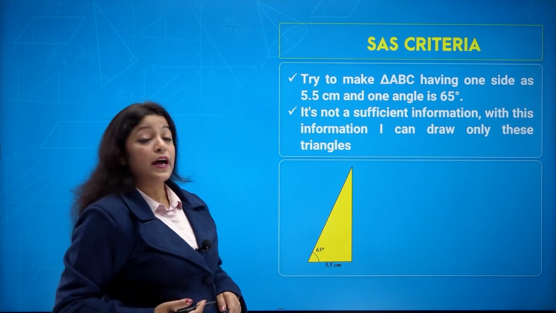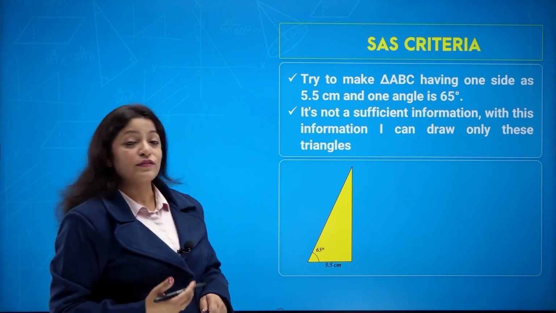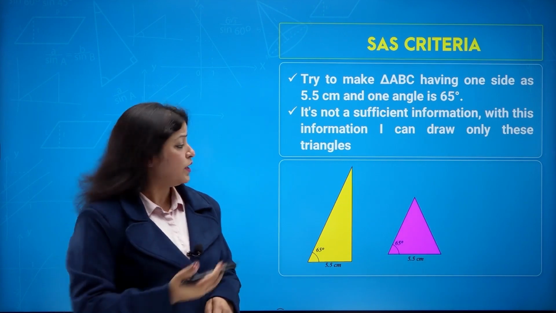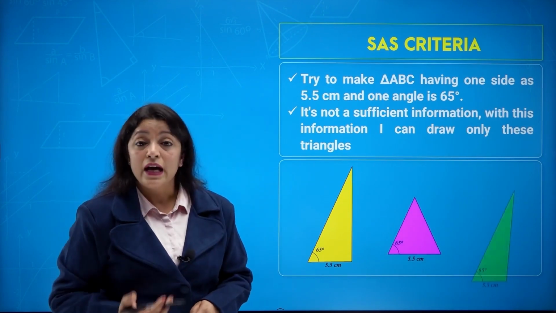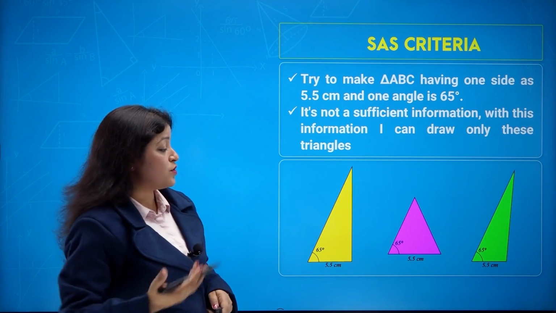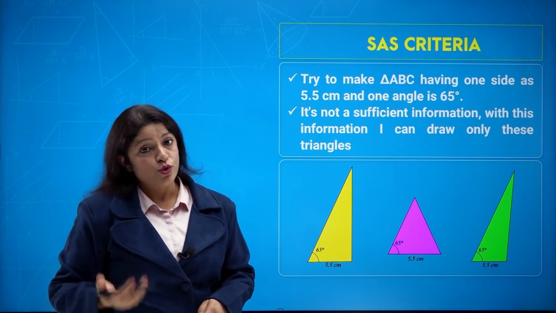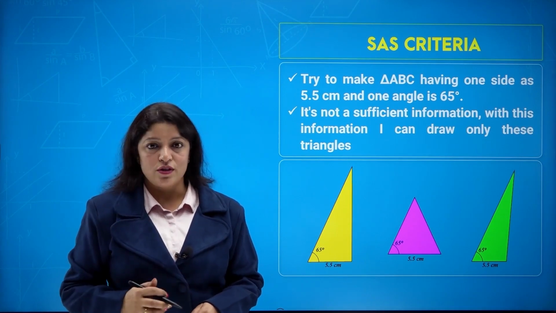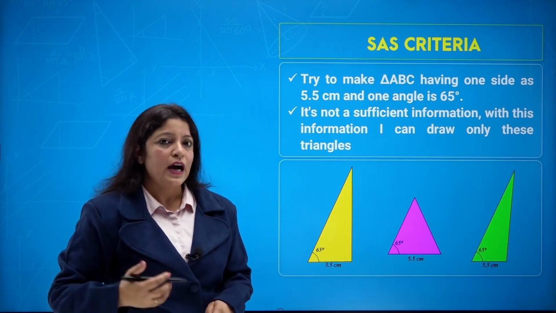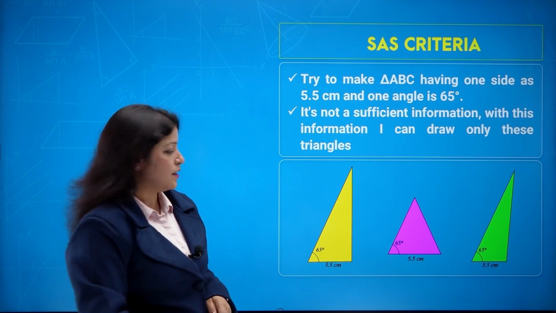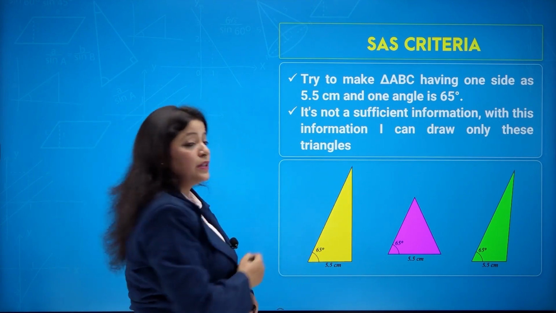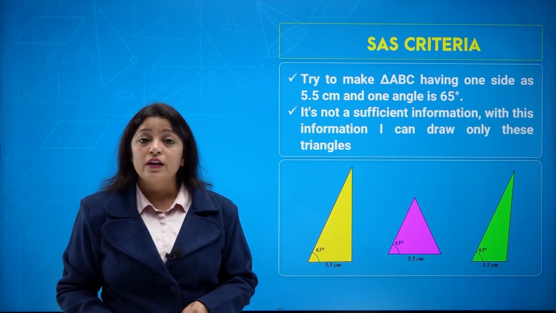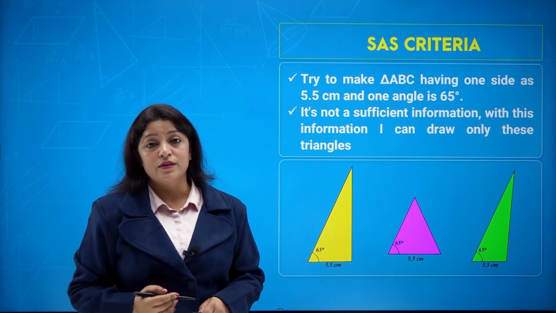Because see, if I give 5.5 and 65 degrees, I can get a right angled triangle, or I can even draw an acute angled triangle with this, and I can even draw an obtuse angled triangle with this measurement. So this particular information is insufficient. But what if I know one more thing, that is one more side, maybe this side, or what if I know this side, in which way the triangles can be congruent.